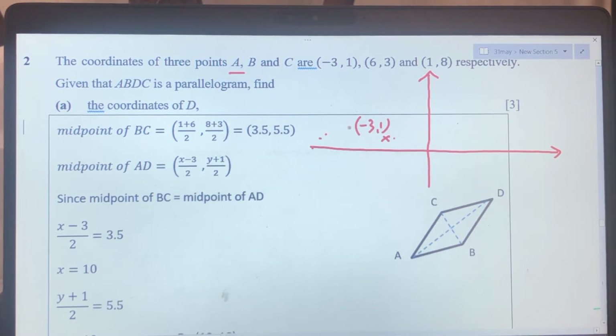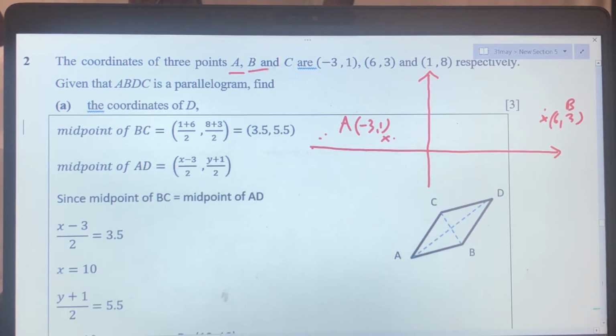Okay, I think that is quite reasonable. Then you label A, so that you know that A is (-3, 1). Now B is (6, 3). (6, 3) will be somewhere on this side, right? 6 here, then 3 will be higher than your 1. So let's say I draw it here. (6, 3), that is your point B.